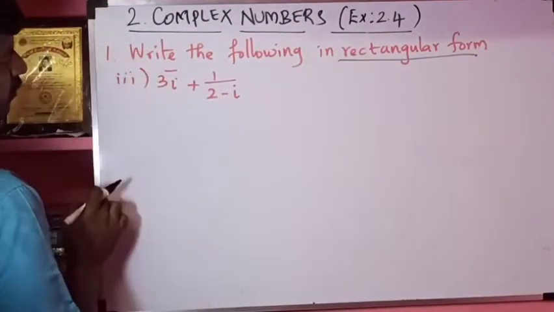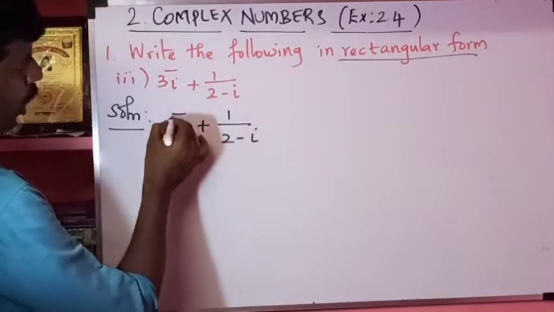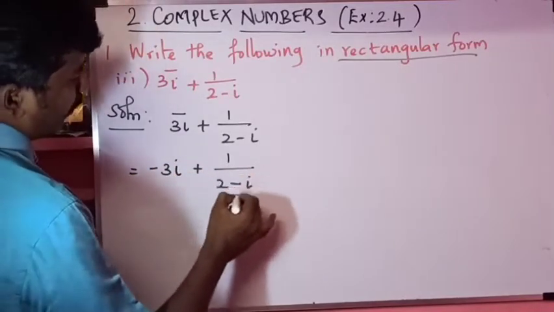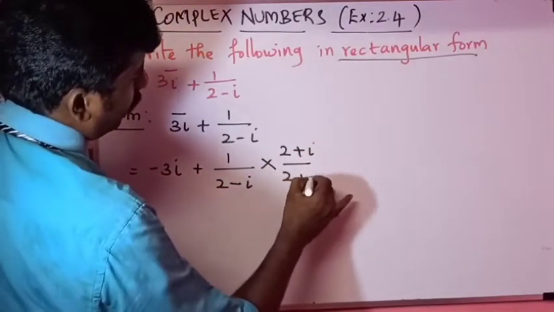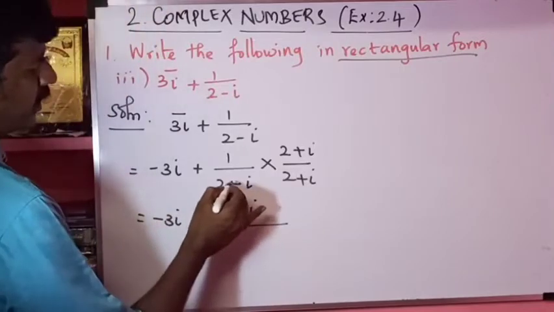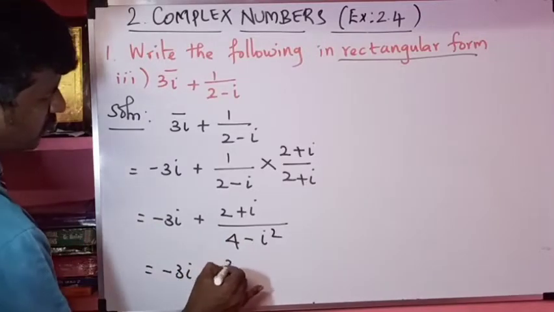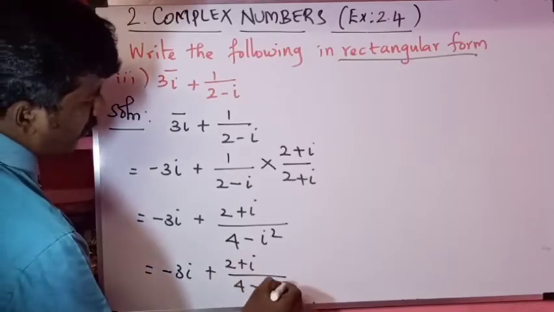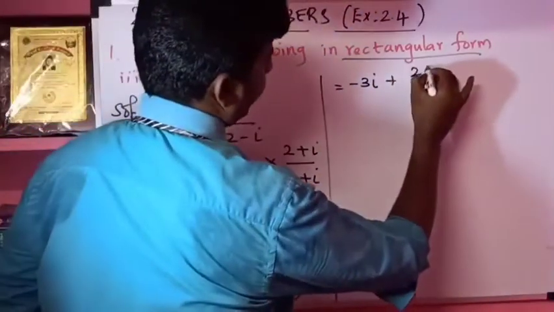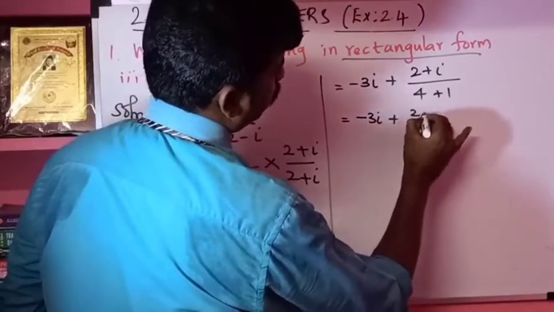See the third part in the first question: 3i bar plus 1 by 2 minus i. Bar means the conjugate of this. So the conjugate of 3i is minus 3i, plus 1 by 2 minus i. For the second term, we take the conjugate and multiply numerator and denominator: 1 into 2 plus i, divided by the a minus b, a plus b formula, a square minus b square. So minus 3i plus 2 plus i divided by 4 minus i square, that is minus 1, so 4 plus 1. That is minus 3i plus 2 plus i by 5.